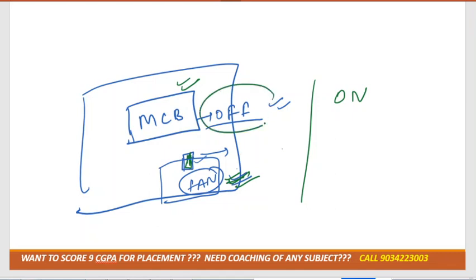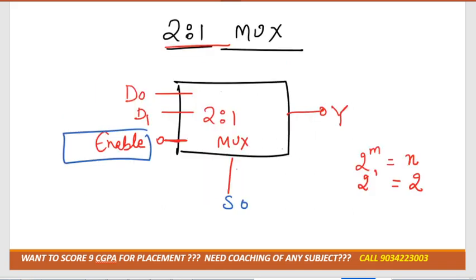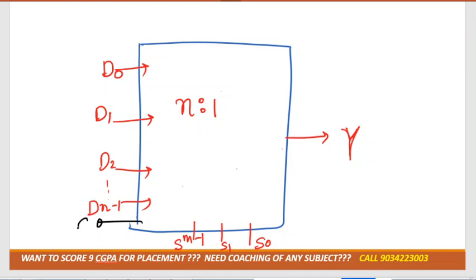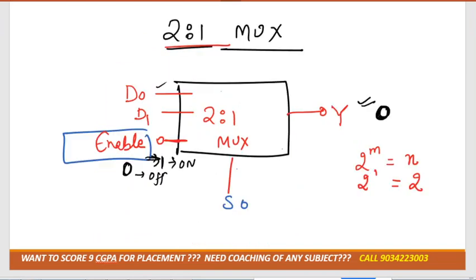So if the MCB is off, we get no output, right? The same thing is done by the enable pin. If the enable pin is 0, whether we give input or not, the output will always be 0. 0 always represents off and 1 always represents on. So if the enable pin is on, only then will we get the output. And this enable pin will be present in each and every multiplexer. Got it?